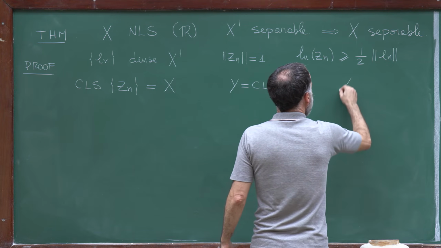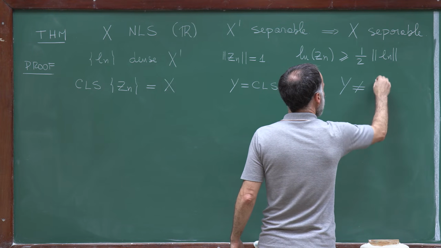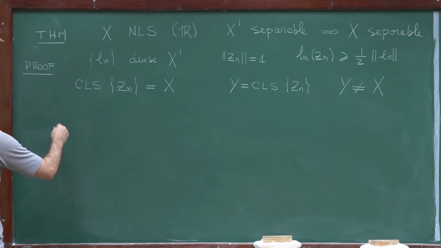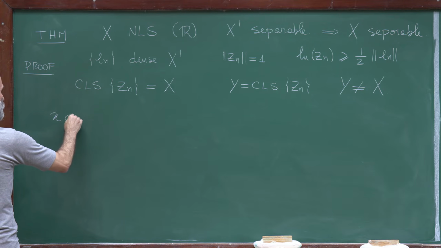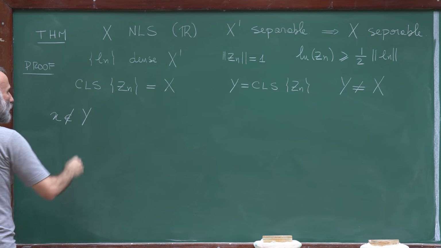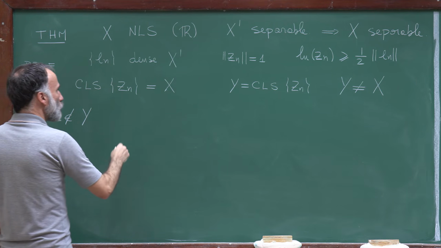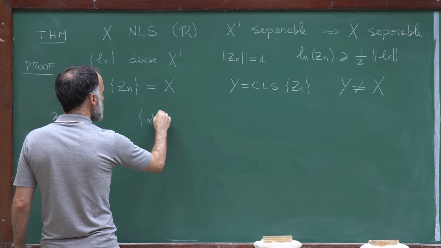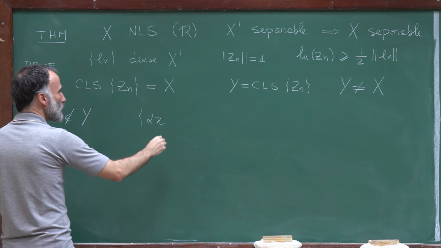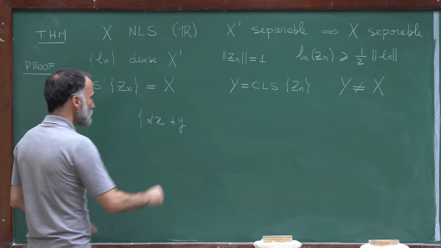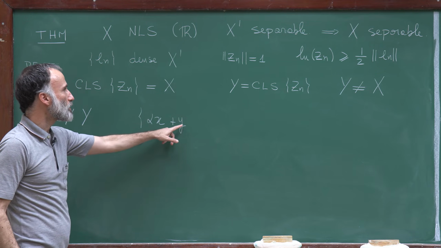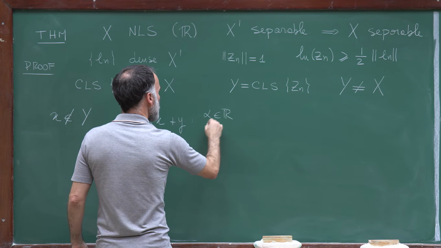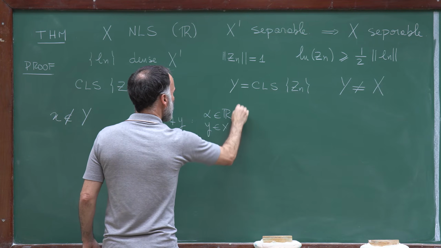And let's assume that Y is different from X. So if Y is different from X, we can find a point x which doesn't belong to Y. And now, well, we did that many times. You could consider the linear space of all elements which can be written as a scalar times x plus an element of Y, so alpha x plus y, alpha in R, y in Y.